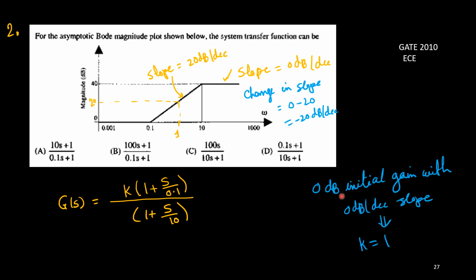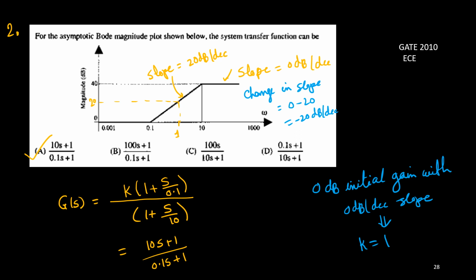So this is an important thing. 0 dB initial gain with 0 dB per decade slope. There is no slope given. Then obviously k equals 1. So we can put k equal to 1. And so its value is 10s plus 1 upon, and this is s upon 10 means 0.1s plus 1. So option A is correct.